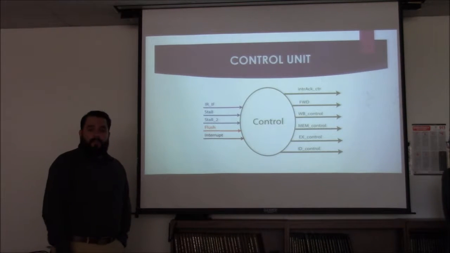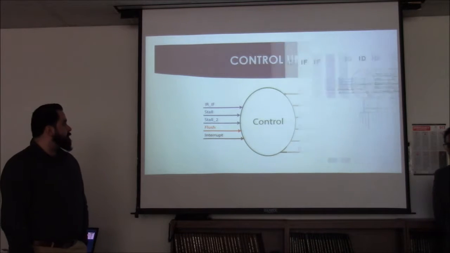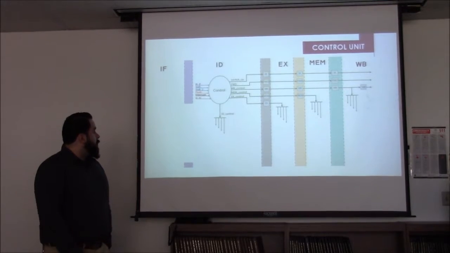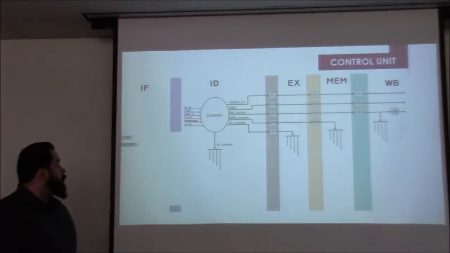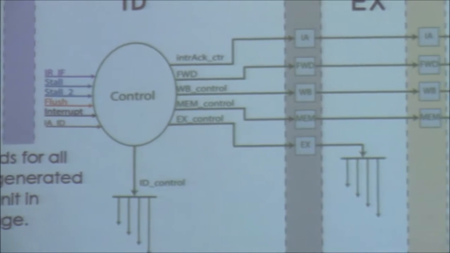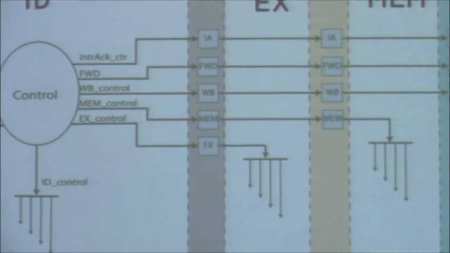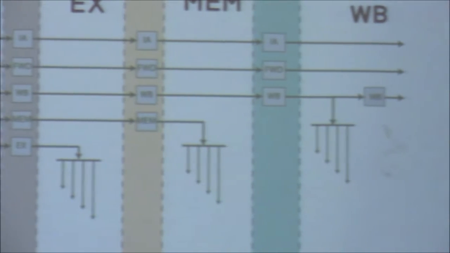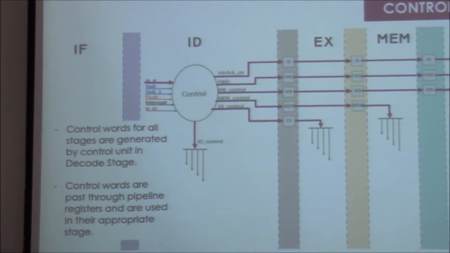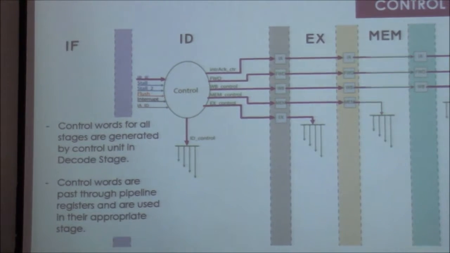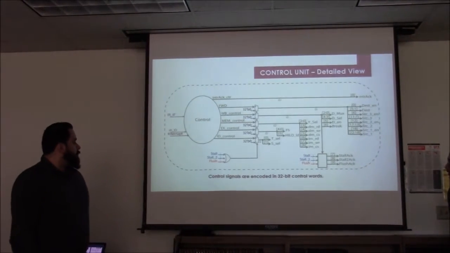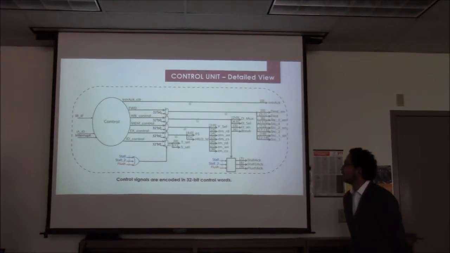We're going to go ahead and start off with the control unit. So this is an overview of the control unit's visual representation. The control unit lives in the decode stage. This is where all the control words are generated, and they are passed down through the pipeline. And they are used in their appropriate stages as they move along the pipe.